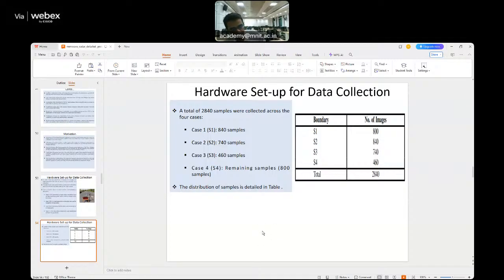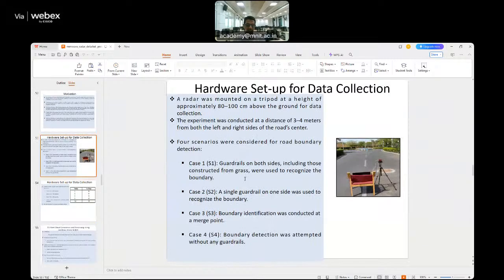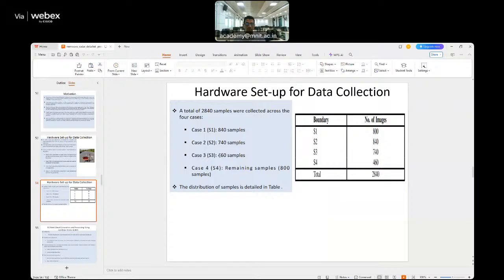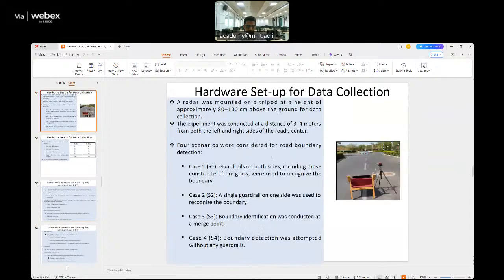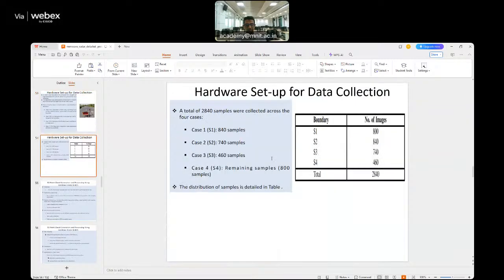These samples were collected across the four cases. We have 840 samples where both guardrails were there, and 740 samples with one guardrail. In the boundary identification at a merge point, there are 460 samples. And then the remaining samples were taken where boundary detection was attempted without any guardrail. The distribution of samples is shown here.